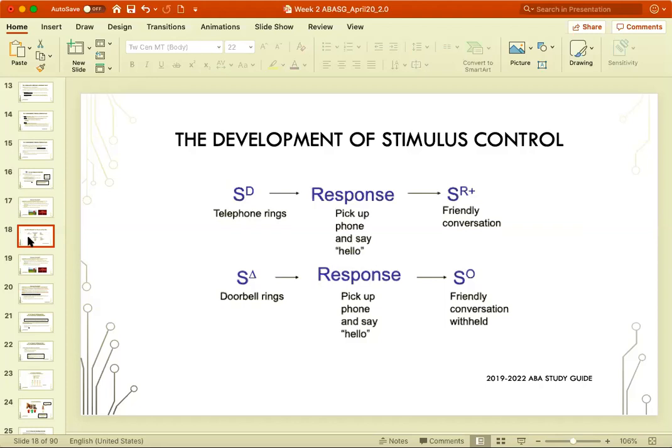But your stimulus control is only developed because of our S delta, in which case the doorbell rings, you go over, you pick up your phone and you say hello. You are not delivered any reinforcement. Nobody speaks to you on your phone. So what happens next time the doorbell rings? You are not likely to pick up the phone because it has not been reinforced. It's the absence of that reinforcement.